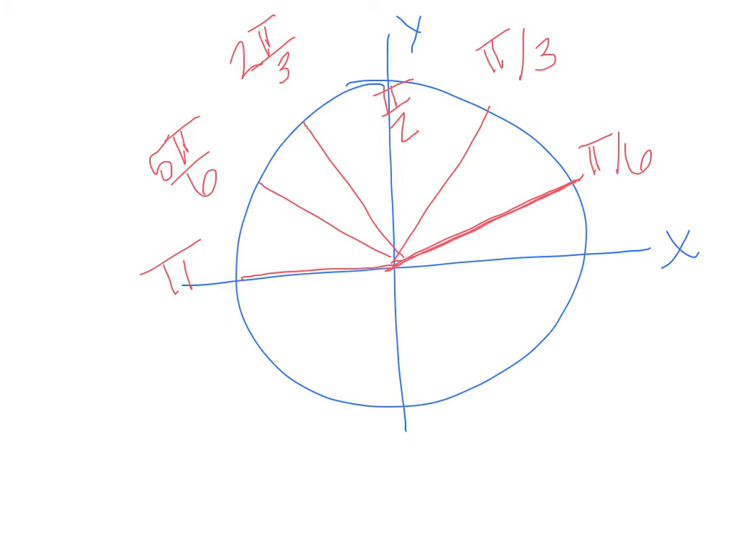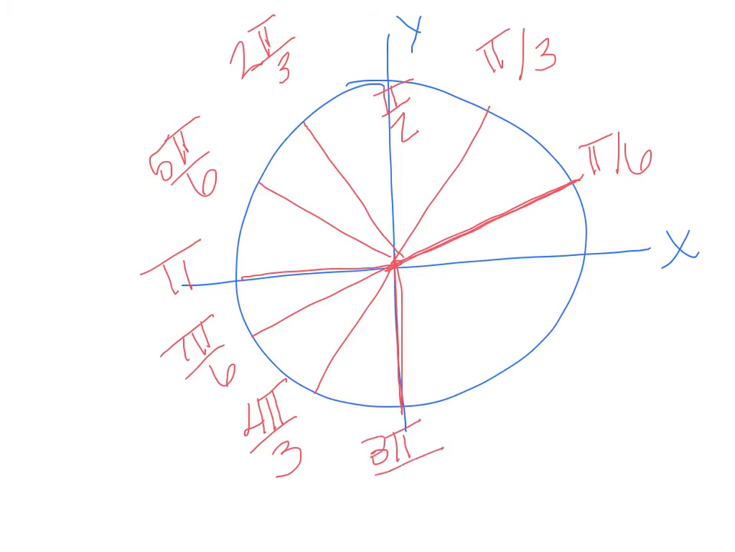Keep going around with that. Now we've got 7 pi over 6, 8 pi over 6, which is now 4 pi over 3, and 9 pi over 6, so that's your 3 pi over 2. 10 pi over 6 would be 5 pi over 3.